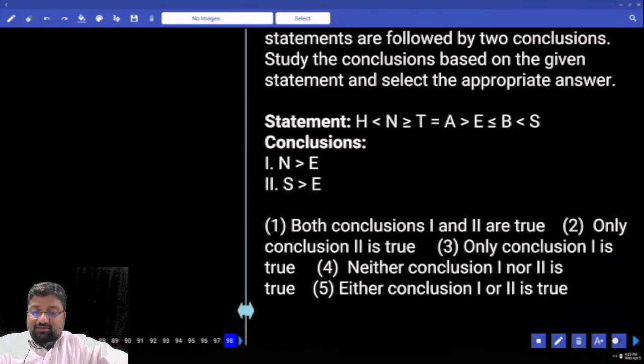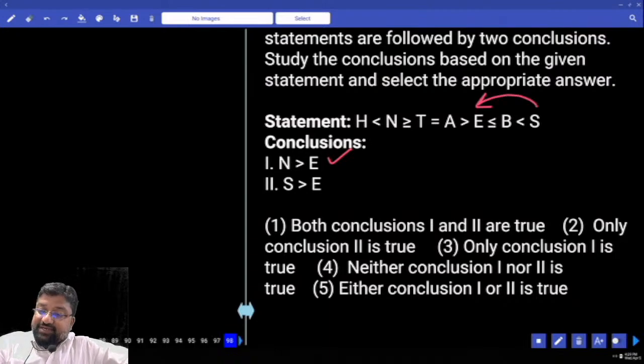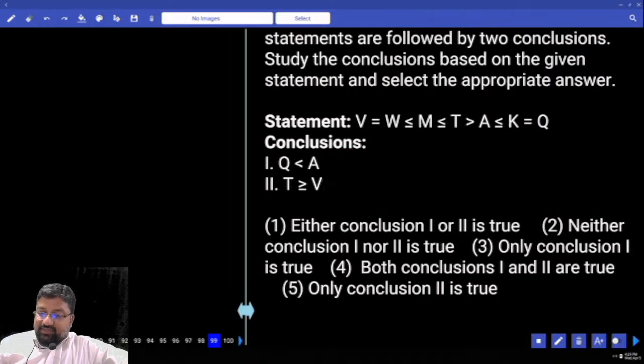Okay, now coded inequalities. N and E. What's the relationship between N and E? N greater than E. S and E. I told you, you should be in a position to identify in reverse. S greater than E or less than E? Greater than E. What is the answer? Both 1 and 2.